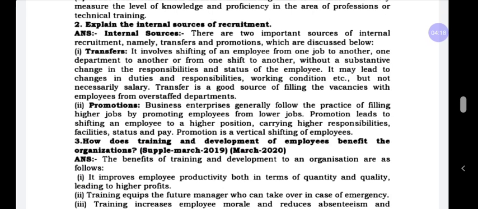Majorly we call it PT. In short form we call it PT. What is called PT? Promotion and transfer. Let us learn in detail.